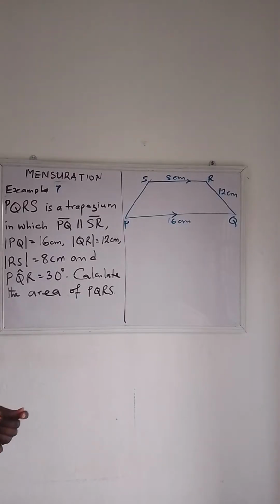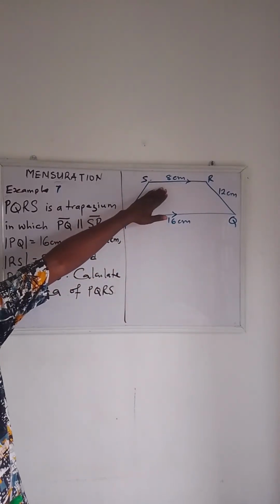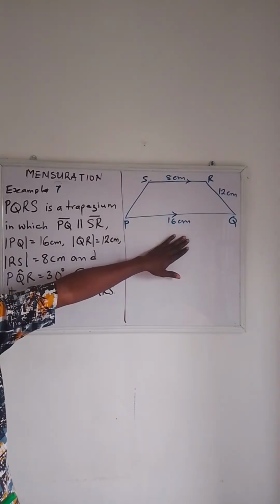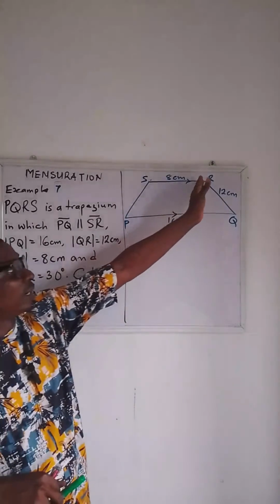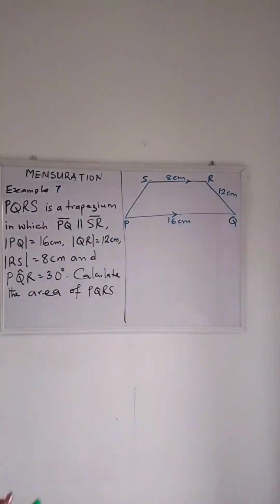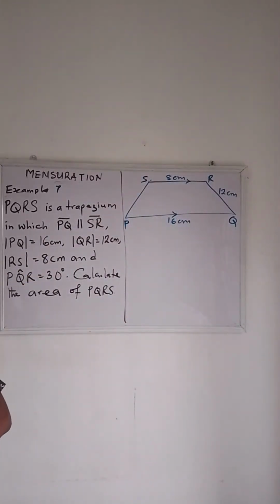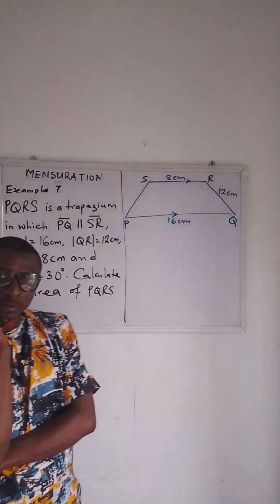Now, to solve this, I know that I'm given a trapezium PQRS, and I'm given that the two parallel sides are 8 centimeter and 16 centimeter. And I'm given one of the sides that are not parallel to each other to be 12 centimeter. That is length RQ. Now the question wants me to calculate the area of this trapezium. So how do I do that? Now what I need to solve this problem is what?